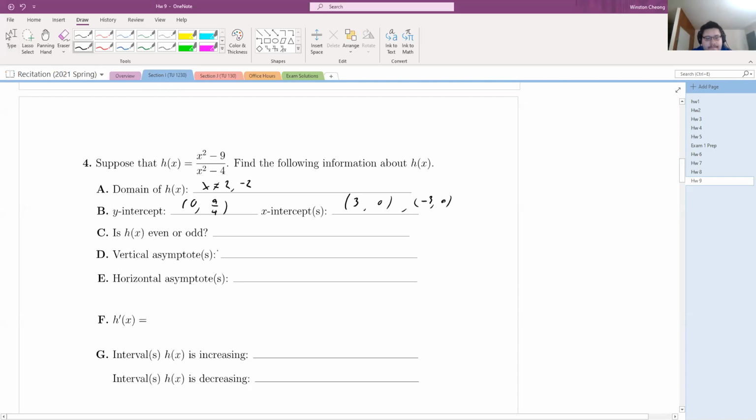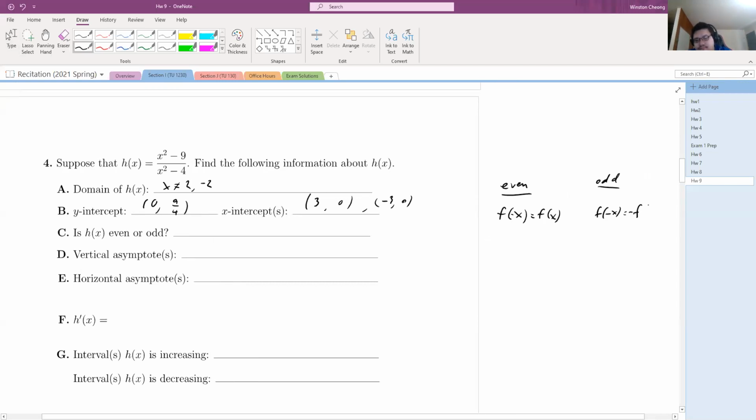Okay. Do you guys know what even and odd mean? Does anyone not know what it means? I think I remember people tending to not remember that, so I'll just quickly recap. So an even function is a function that satisfies f of minus x is equal to f of x, whereas an odd function is something that satisfies f of minus x is equal to minus f of x.